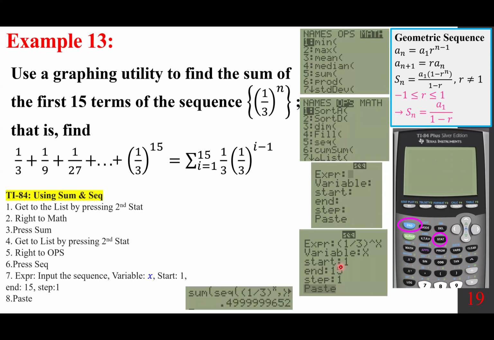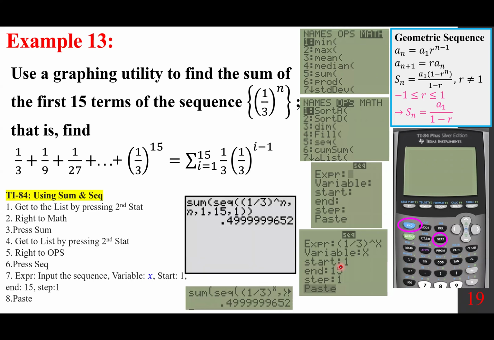It does the sum, and it gives you the answer. So there's not enough room here, but this sort of shows sum, the sequence 1/3 to the power of n, and 1, comma 15, 1, in case that's the step, by the way. So that's if we want to use a calculator on that, just in case, how it's used. It's mentioned here.